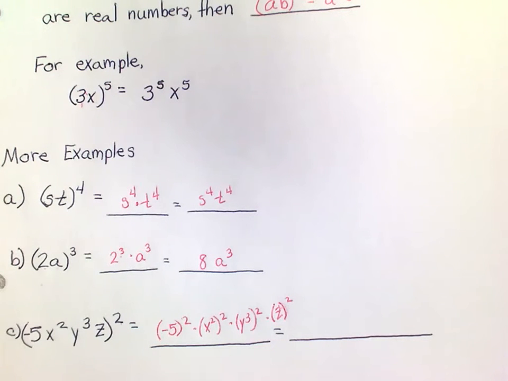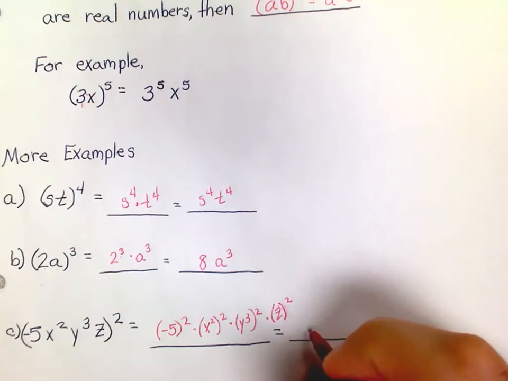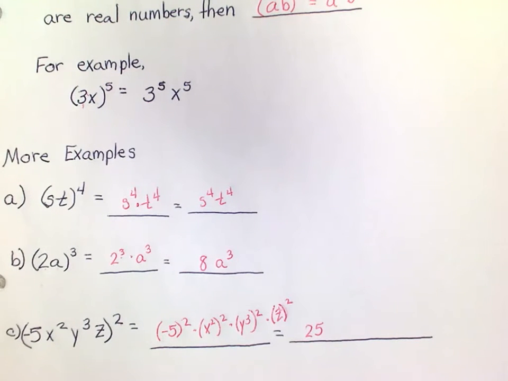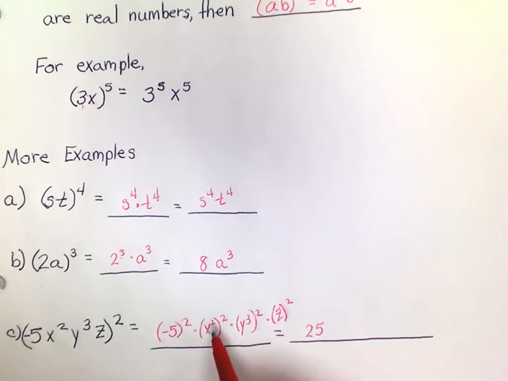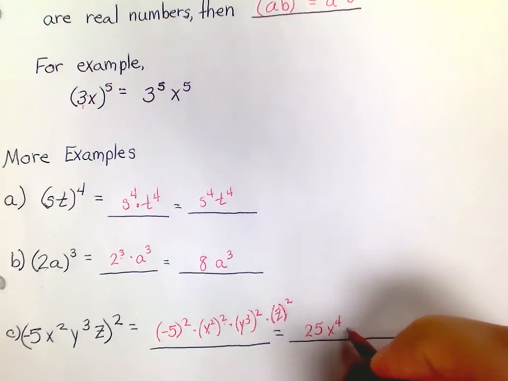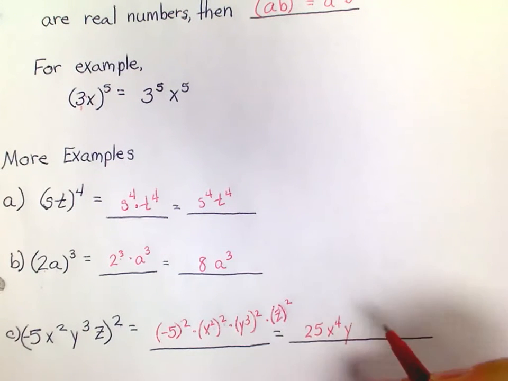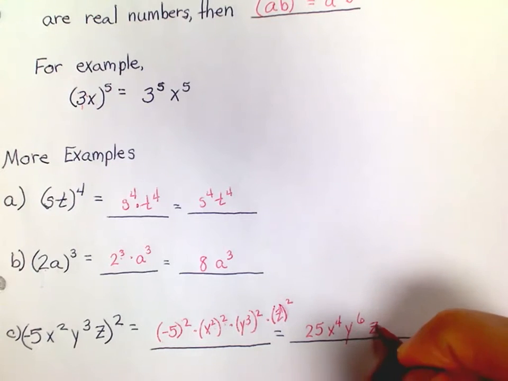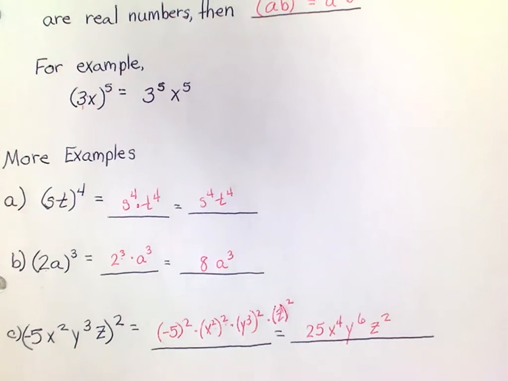So now if we go through and simplify, -5 squared is equivalent to 25. We can use the properties that we learned from the previous video and just multiply these together. So 2 times 2 would be x to the fourth. Have our y as the base, and just multiply these exponents together. We will have 6, because 3 times 2 is 6. And then, of course, that's a 1 right there. So 1 times 2 is 2. So z squared. And that is your answer.